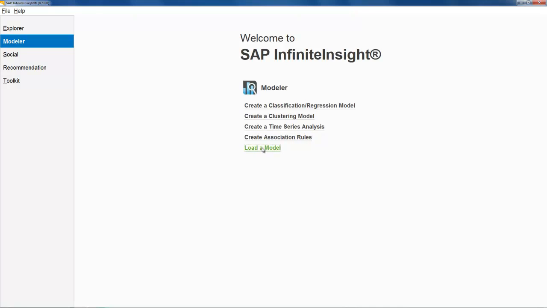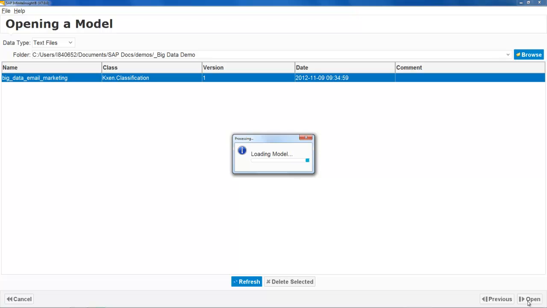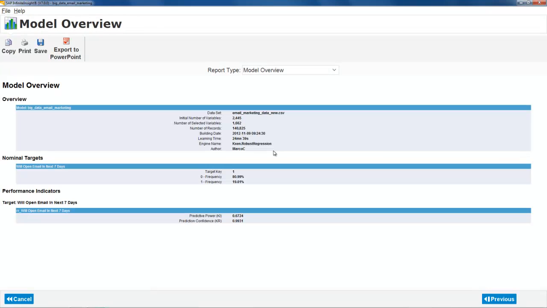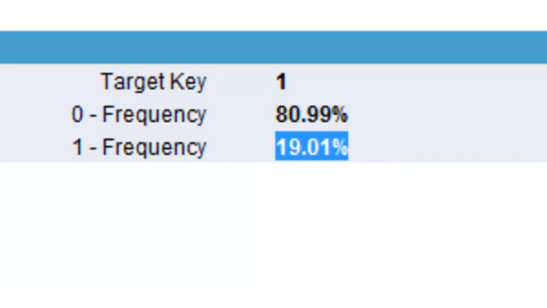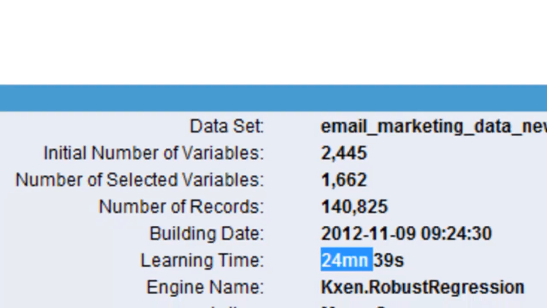So let's open a predictive model that was built for an online banking company. Here we're predicting a positive response to an email marketing campaign. More precisely, we predict who will likely open the email in the next 7 days. As you can see here, 19% of the customers already opened it in the past, while containing a large number of variables, over 2,400 here. The model was built in only 24 minutes, so that's not bad.